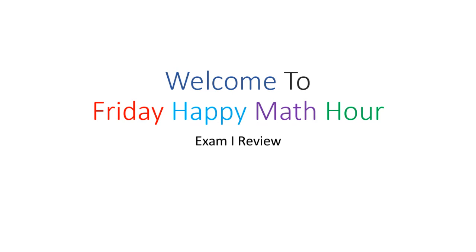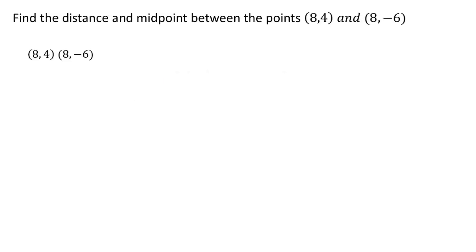Okay, so let's go ahead and get started. The first thing we want to do is find the distance between 2 points and the midpoint between 2 points. If they give us a point, remember this is an ordered pair. This is the X, this is the Y. It doesn't matter which ones you pick to be your point 1 or point 2 as long as you follow the formula. So we have the points (8, 4) and (8, negative 6).